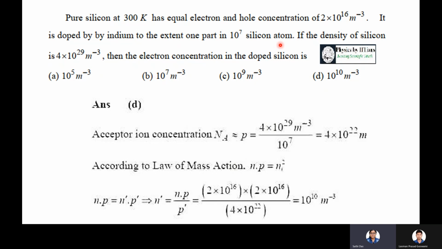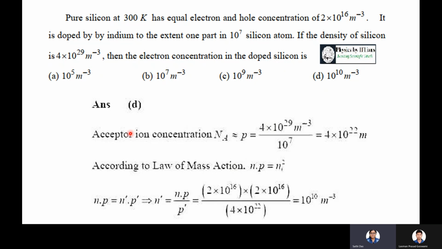Suppose from the 10 to the power 7 silicon atoms, I take out one silicon atom, and in place of that silicon atom, I dope it with an indium atom. That is the meaning of doped by indium to the extent of 1 part in 10 to the power 7 silicon atoms. Now, the density of silicon is 4 into 10 to the power 29 per meter cube. So, what will be the electron concentration in the doped silicon? This is indium, so there is some kind of impurity here. So, the question is, due to this impurity, what will be the change in the final electron concentration?